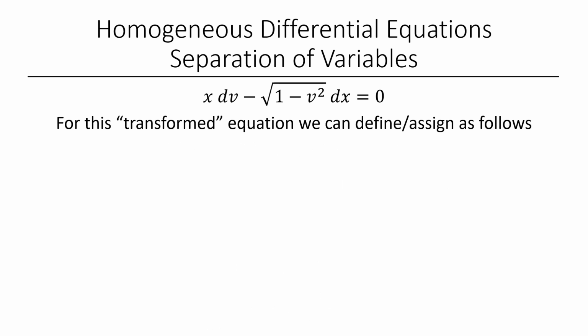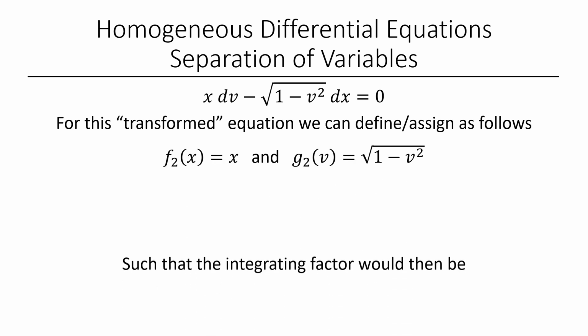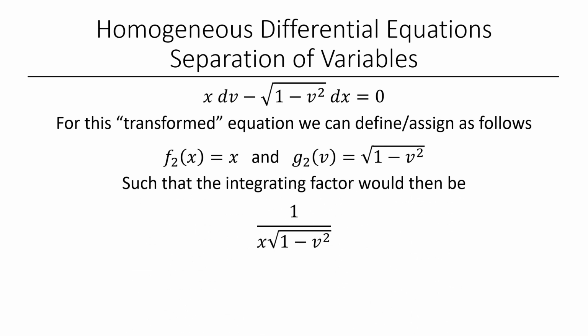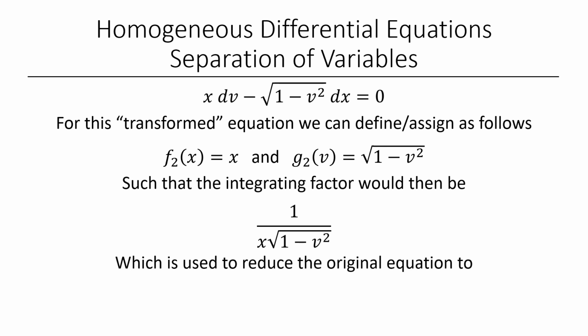So for our transformed equation, which is shown above here, we can define our f2 as x and our g2 as square root of 1 minus v squared. So this would then give us a resulting integrating factor of x times square root of 1 minus v squared. And when we apply that to our equation, the result is what's shown here, v over square root of 1 minus v squared dv minus dx over x equals 0.